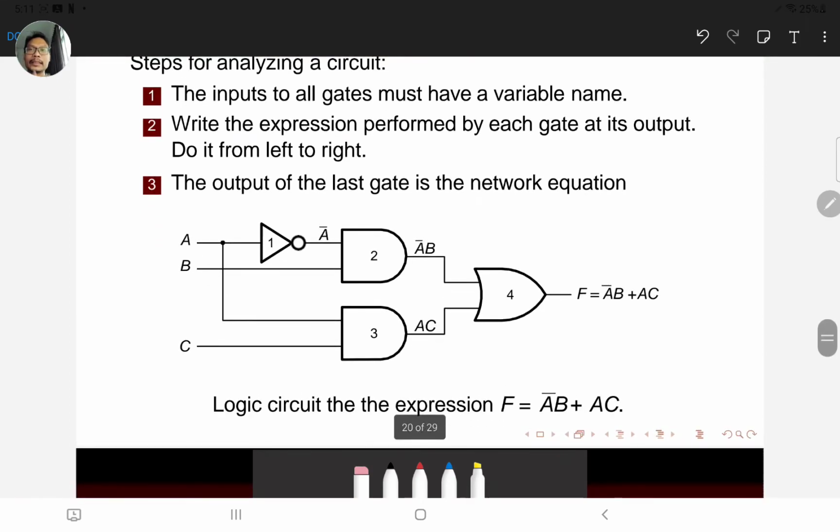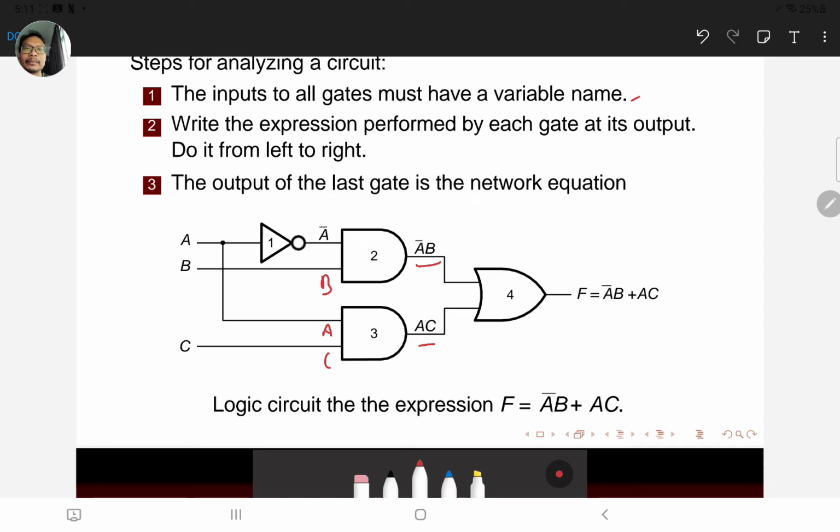Let's see the steps for analyzing a circuit. The input to all gates must have a variable name. So here it should be A bar, B, and then we have A, C. Each one must have a variable name: A, B, A bar, B, A, C.